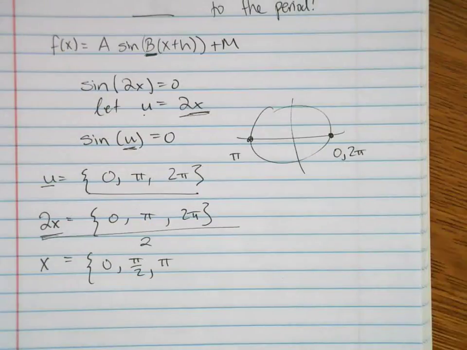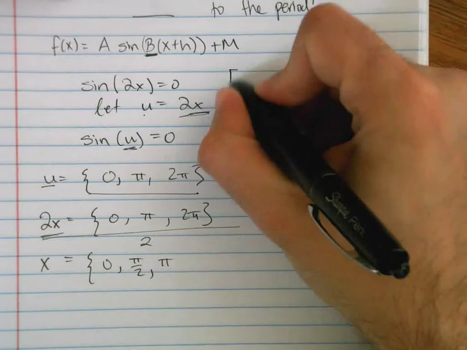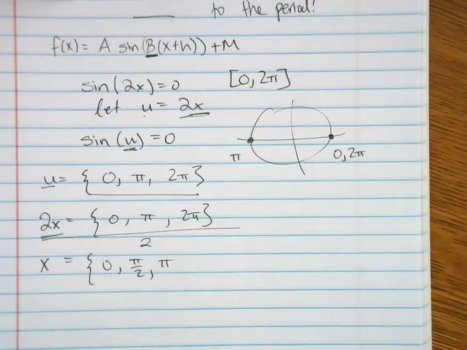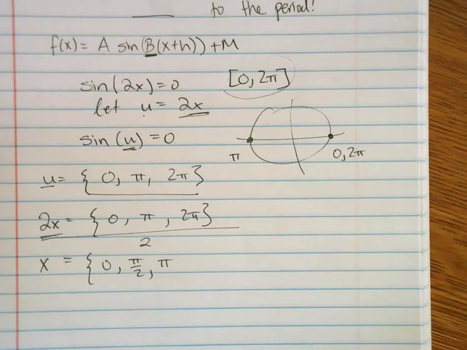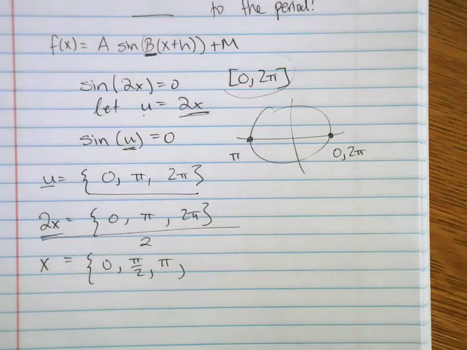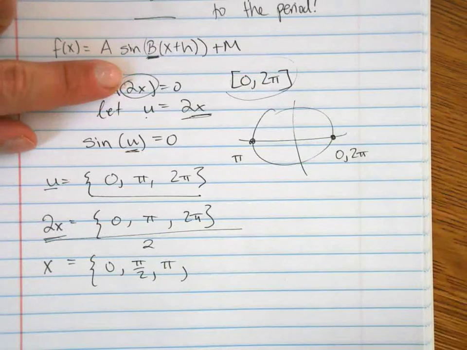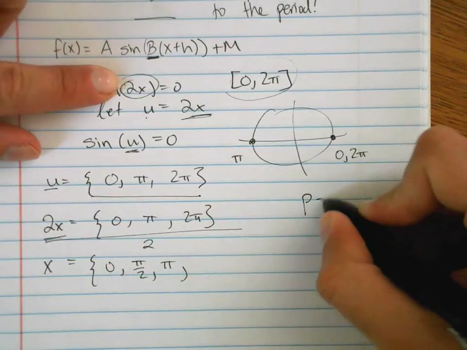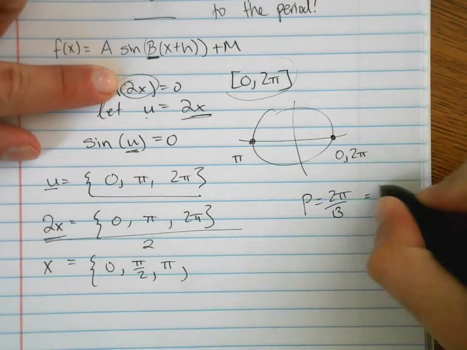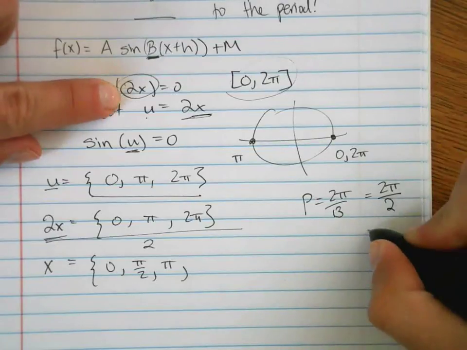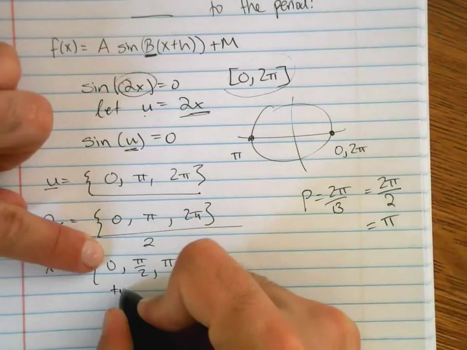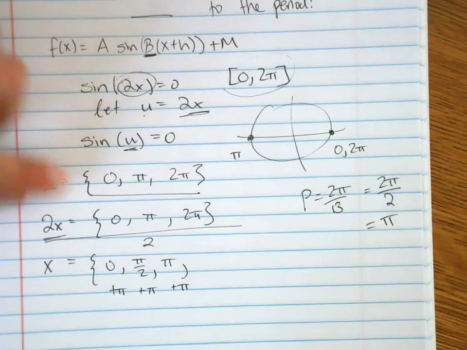But if I'm solving on the interval 0 to 2 pi, then I'm not done yet. I've got to find all the solutions up to 2 pi, which means I need to know something about the period. Remember, we add 2 pi usually. Well, the period here isn't 2 pi. The period is 2 pi over b, so 2 pi over 2, so the period is pi. So I need to add pi to each of these answers, and that'll give me all of my solutions.